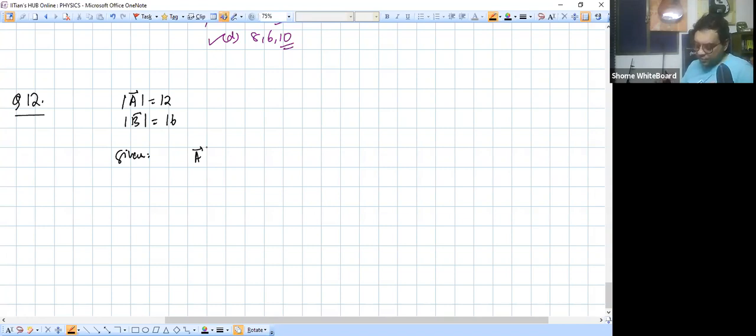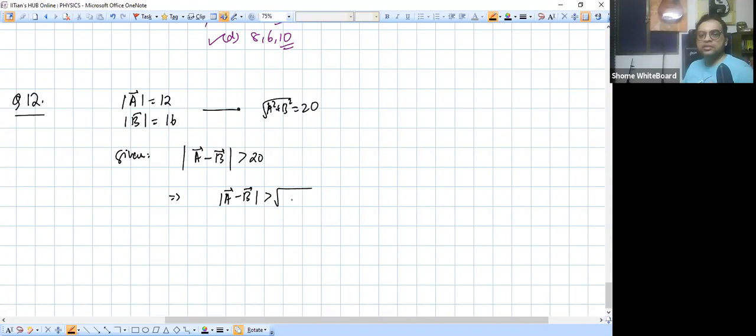is greater than 20. This is given to us. Now we can see that in this case, the square root of A square plus B square is only 20. So this statement implies that this is greater than root of A square plus B square.